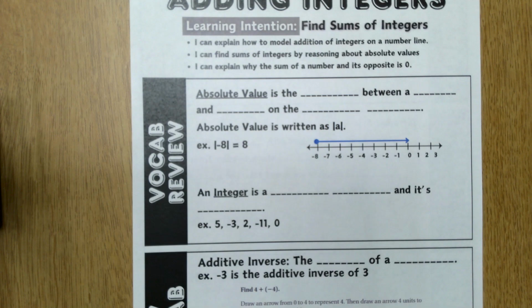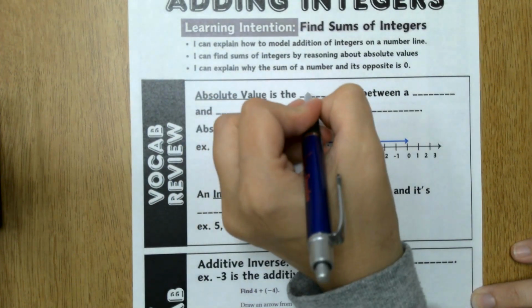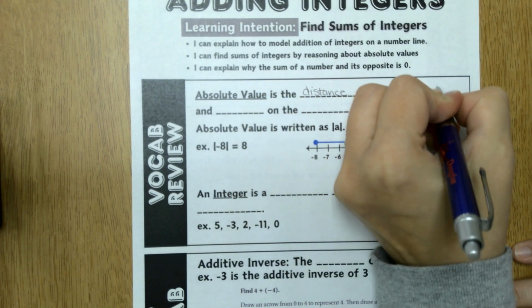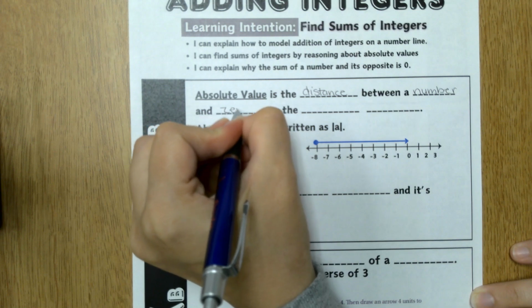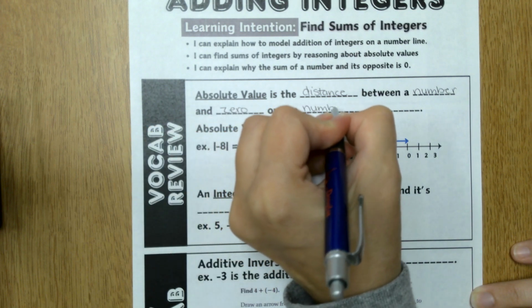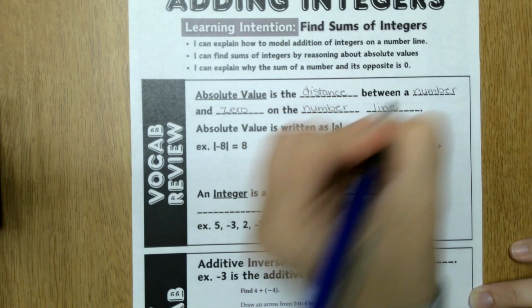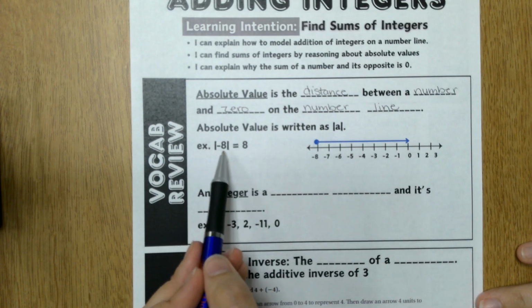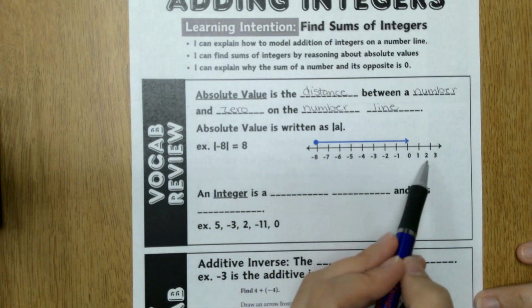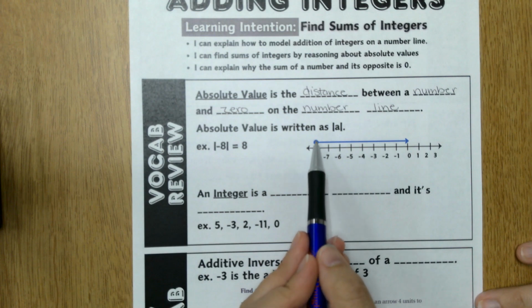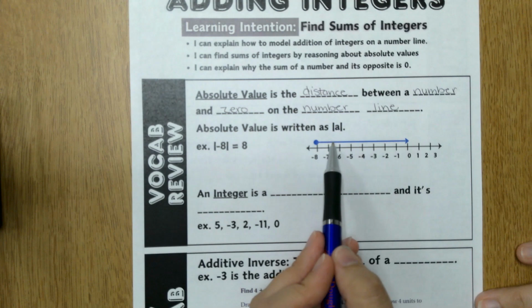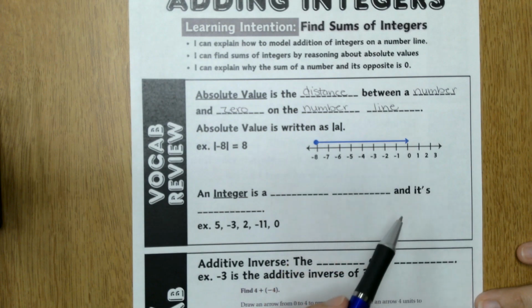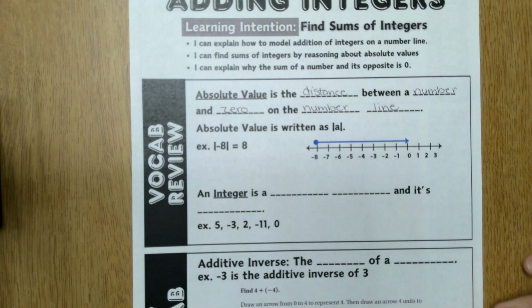I've got this. But just in case, the absolute value is the distance between a number and 0 on the number line. Okay, and this is how we write absolute value. Another example is the absolute value of -8 equals 8. So if I was going to put it on the number line, I would start at the -8, and then I would make my line go all the way back to 0, and then I'm just going to count how far from this to 0 is it, and that tells me what my absolute value is.